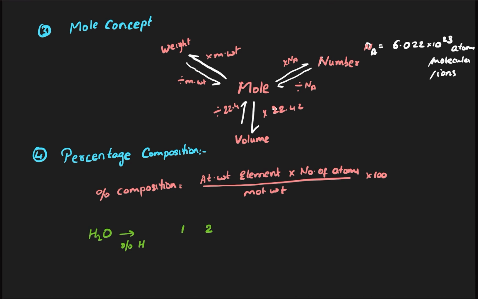Atomic weight of hydrogen is 1 gram. There are 2 atoms, so 1 into 2 divided by the molecular weight of water, which is 18, into 100. So how much do you get? From here we get 2 by 18, which is nothing but 1 by 9 into 100.